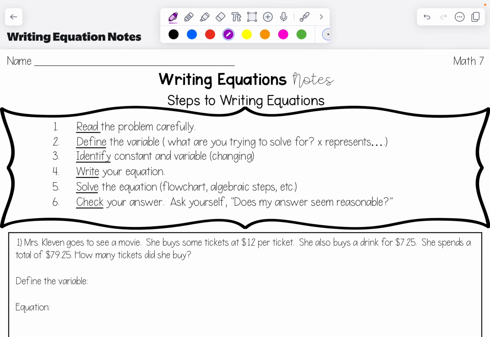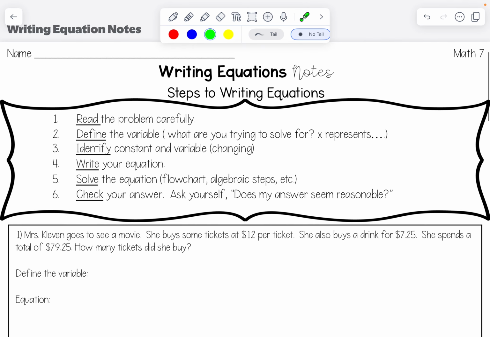Hi, seventh graders. Today we are going to focus on writing equations. So we've been solving some equations. Now we're going to start writing them and also then solving them. As you are writing an equation, there are some steps that you want to pay attention to.